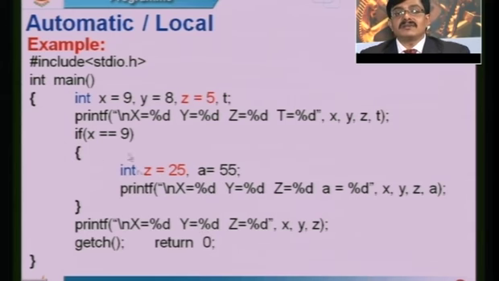Life of this particular variable is within this block only. Outside this block, I cannot access these particular variables. That is the reason why we call these locally declared. These are automatic variables, fine, which have a lifetime within this particular block only.